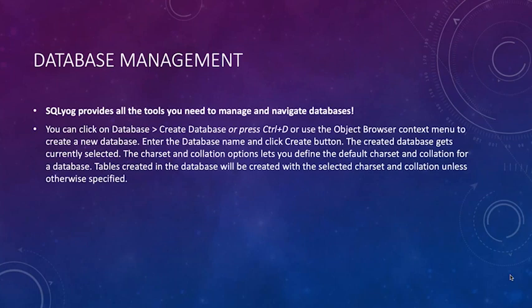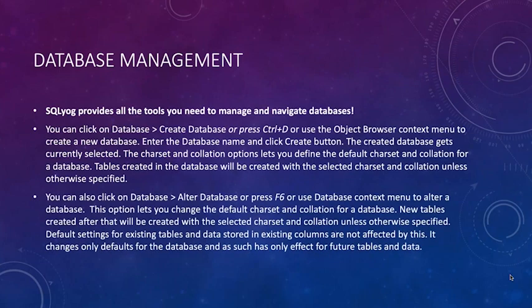Now, the basics are that you can just press Control D on SQLyog or use the object browser context menu to create a new database. Once you press Control D, you will get an option to enter the database name and click the create button. The create database option gets currently selected. The char set and collation option lets you define the default char set and collation for the database. Tables created in the database will be created with this selected char set and collation unless specified otherwise.